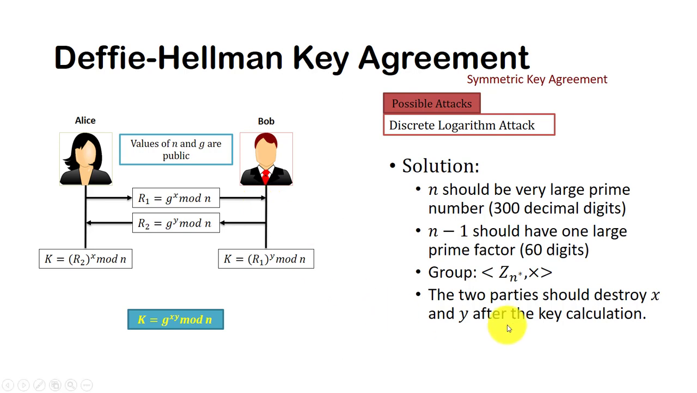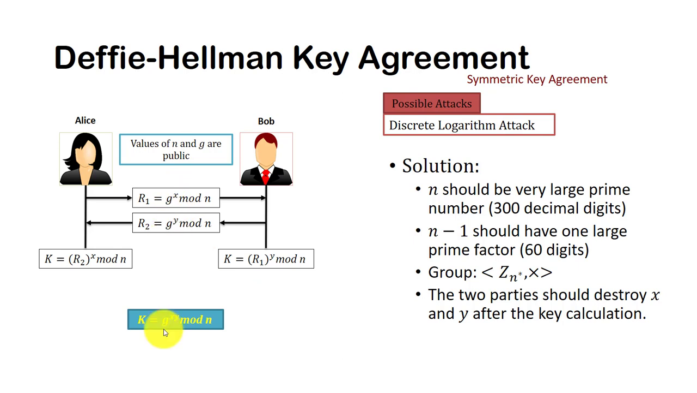The problem here is if you are taking small values, anybody can intercept R1 and R2, and get the values of g to the power x and g to the power y. They know g, they know n, because these are public values. If you've got small numbers, they will simply perform a discrete logarithmic attack and easily calculate the value of g to the power xy.